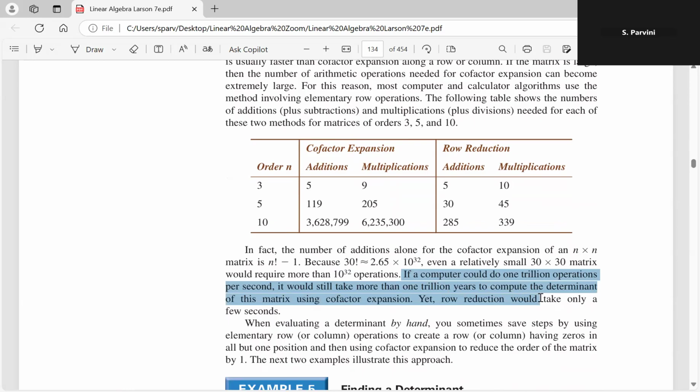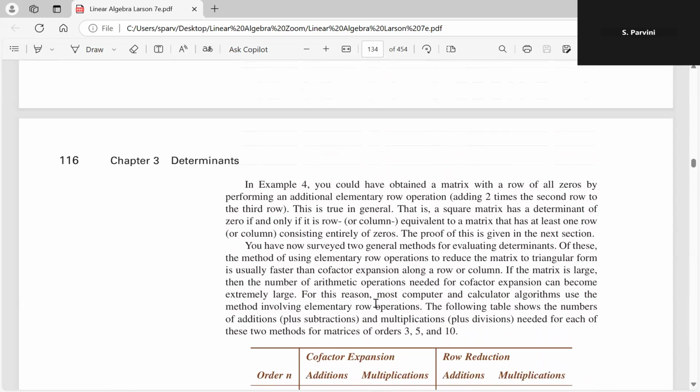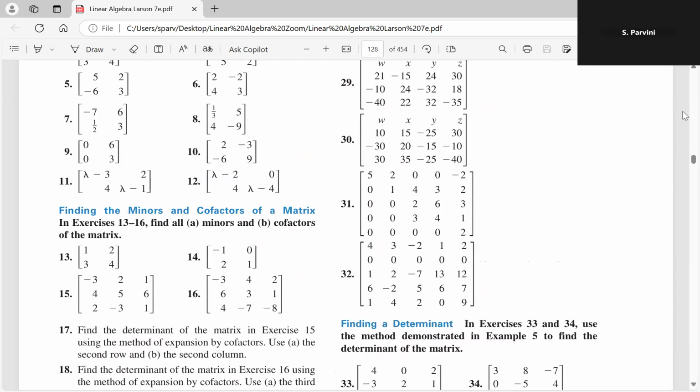That's amazing. It reads, if a computer could do 1 trillion operations a second, it would take more than 1 trillion years to compute the determinant. And that's what is done in order to find the inverse. So these processes are just unbelievable when it comes to larger systems, how much resources they use. So the LU factorization, to make a long story short, LU is the preferred method.